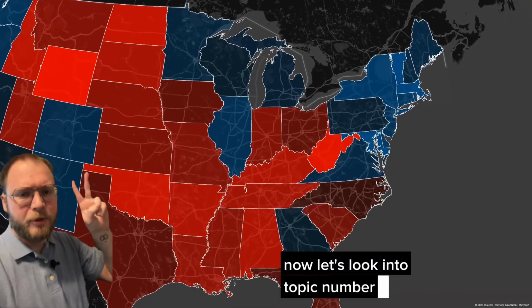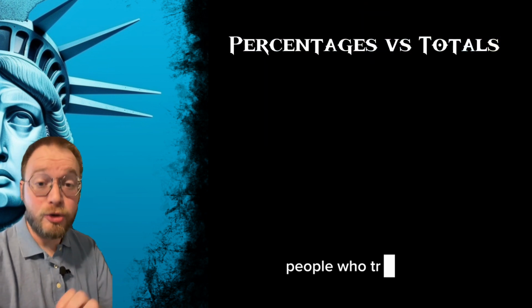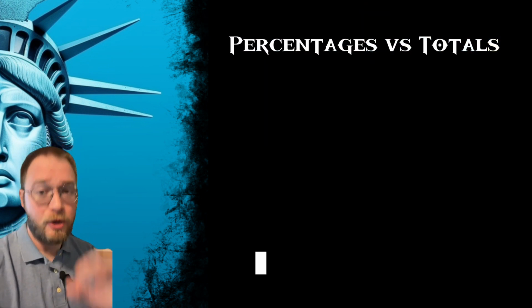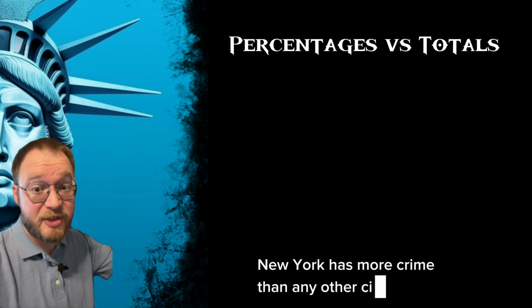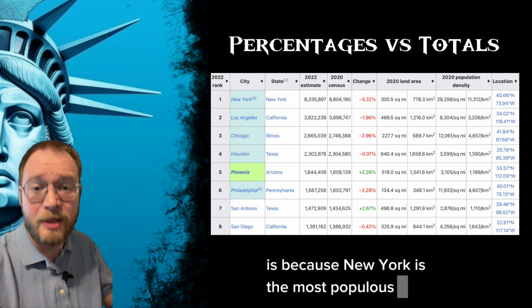Now let's look into topic number 2. We're going to talk about percentages versus totals. Very commonly, people who try to lie with statistics like to say things like New York has more crime than any other city. And the reason that they're able to say that factually is because New York is the most populous city in the country.